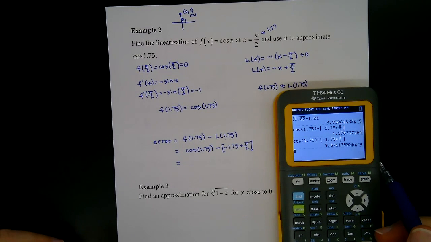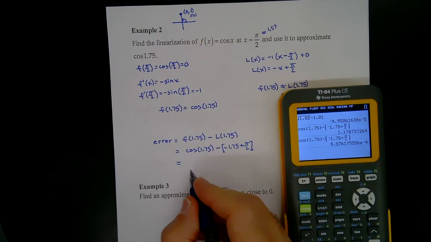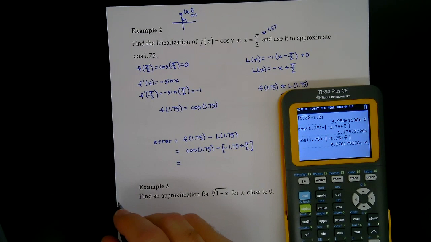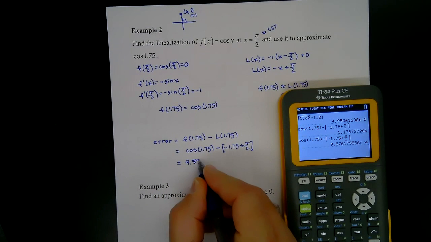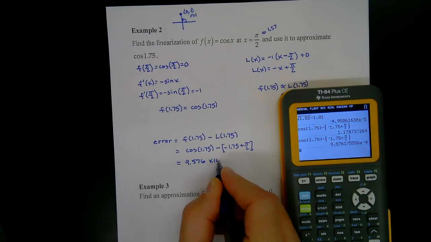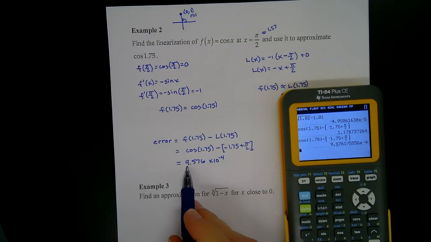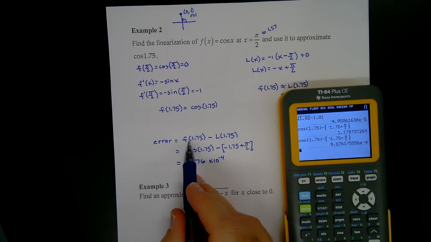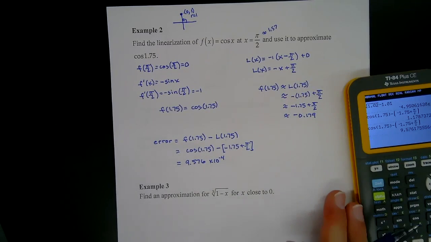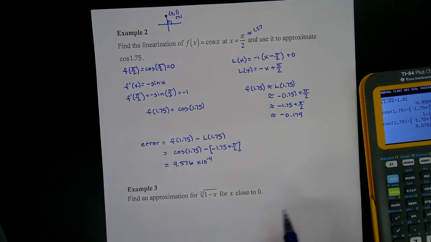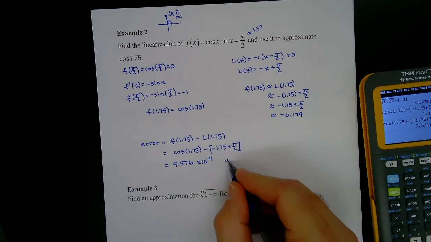9.576 times 10 to the negative fourth. Now that came out to be positive. The only way this comes out to be positive is if f is larger than L, which means f is above. So that means L of 1.75 is an underestimate.